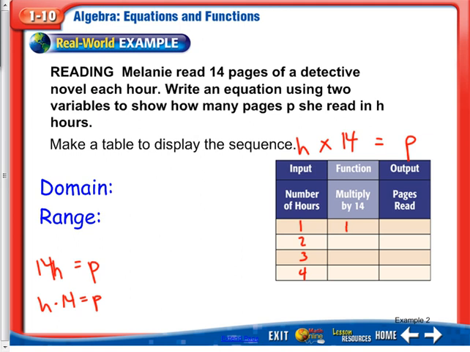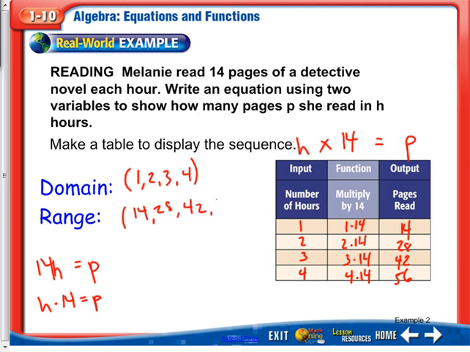And then obviously we can say 1 times 14, 2 times 14, 3 times 14, and then 4 times 14. So our pages read are 14, 28, 42, and 56 pages read. So our domain again are 1, 2, 3, and 4, and our range are 14, 28, 42, and 56.